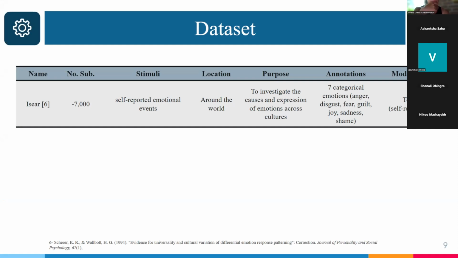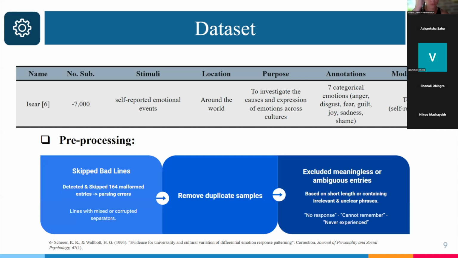Before using the dataset, we had to work on the pre-processing. For pre-processing, first we skipped malformed data points that we had in our data, next we removed any duplicate samples in the dataset, and finally we excluded entries that were too vague or had unclear phrases, for example, no response, cannot remember, and never experienced.